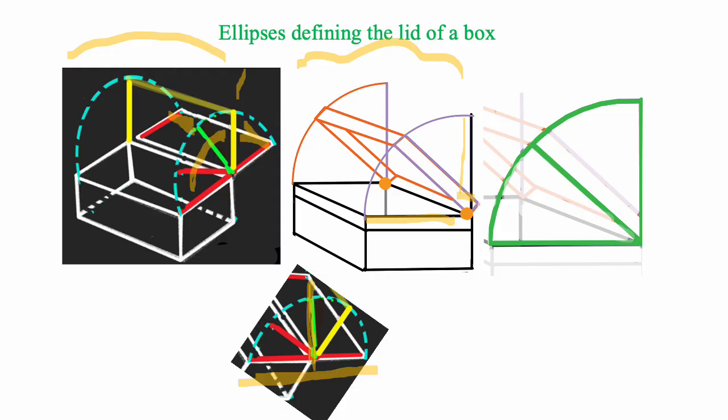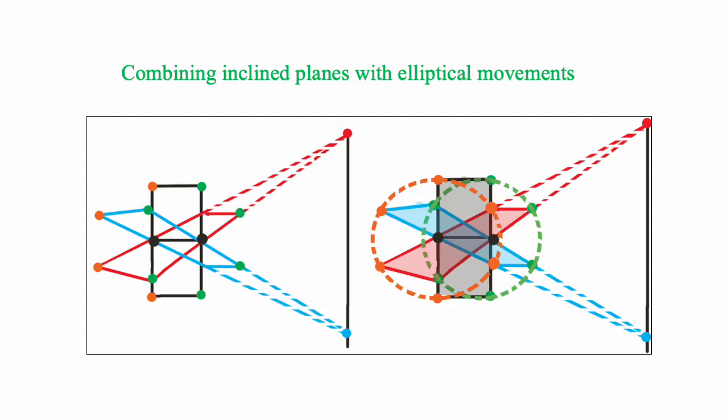Notice that the undersides of the lid, these orange dots, are placed so that the lid can clear the box when it moves. Here I've combined inclined planes with elliptical movements. So the planes are connected together by this black line, the hinge, and they all converge toward vanishing points on this vertical line. Their front corners are connected by this green ellipse, and their back corners are connected by this orange ellipse.